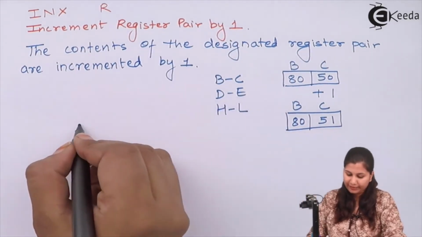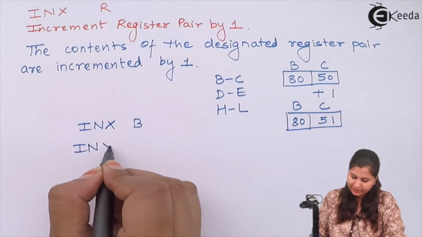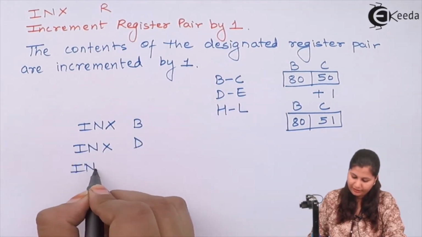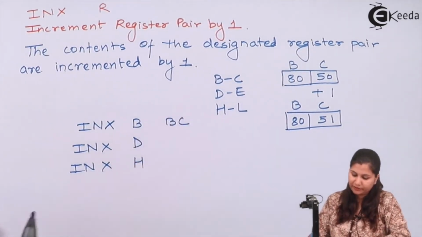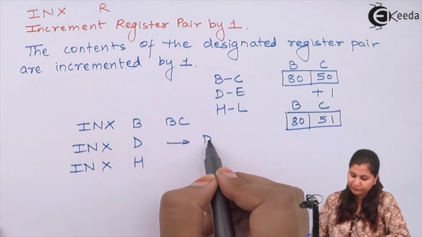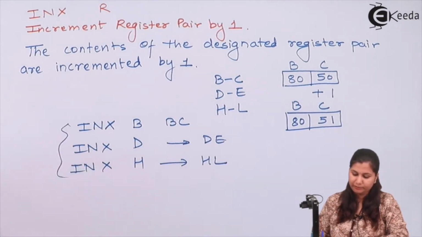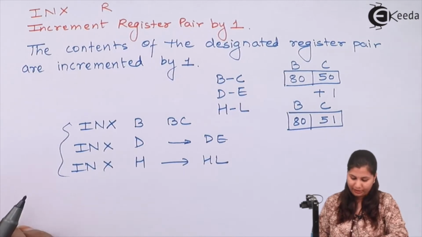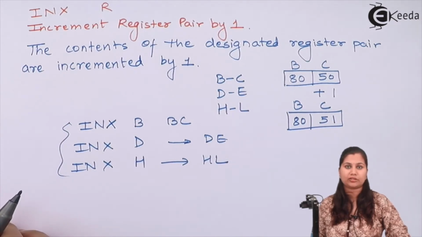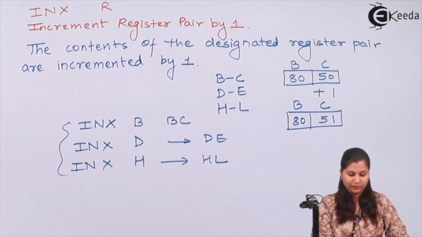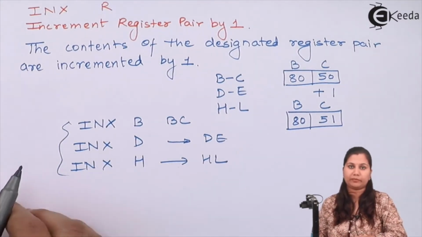Similarly, this was INX B, then we can have INX D also, and we can have INX H also. So through this the BC register pair will be incremented, through this DE will be incremented, and through this HL will be incremented. So here register pairs are incremented by 1. Now these were for the increment, and then we can have the same instructions. The difference will be that now we will have decrementing the register or the register pair by 1.